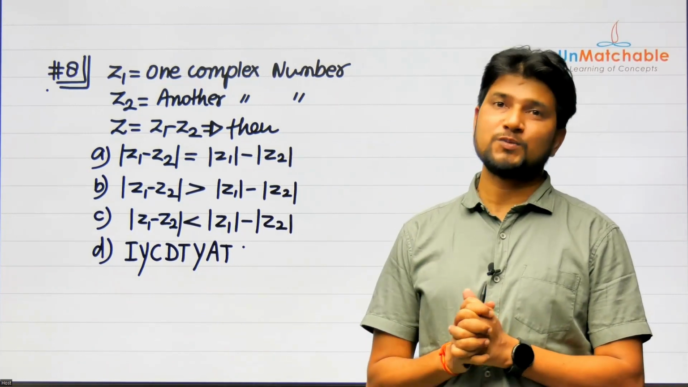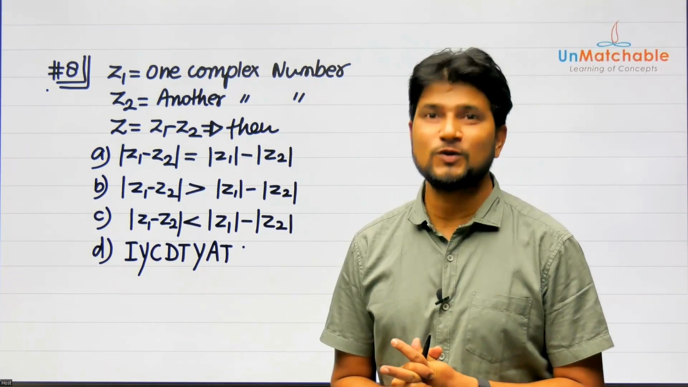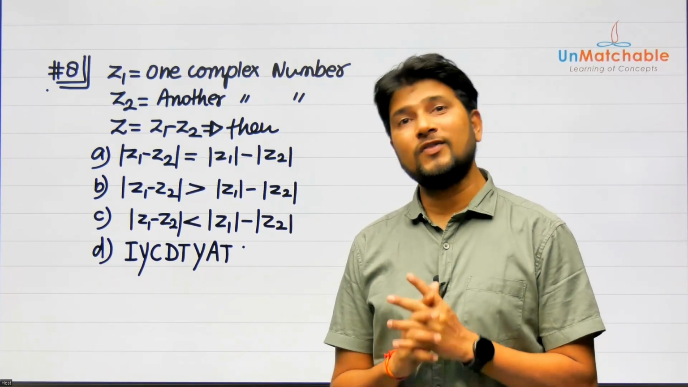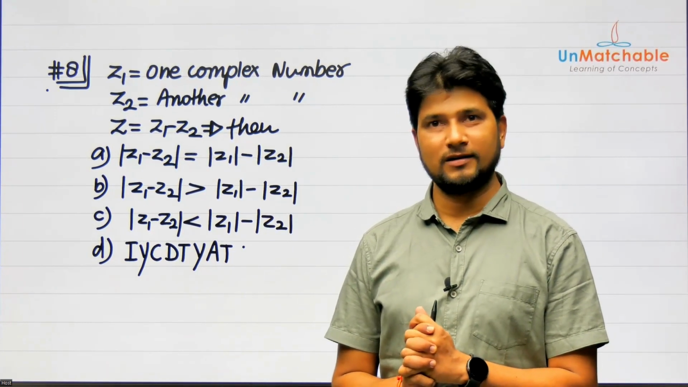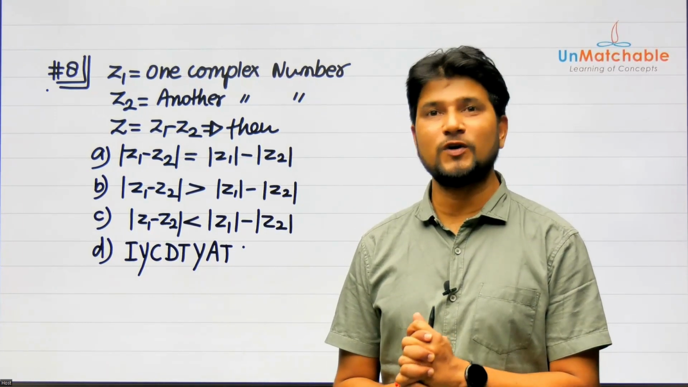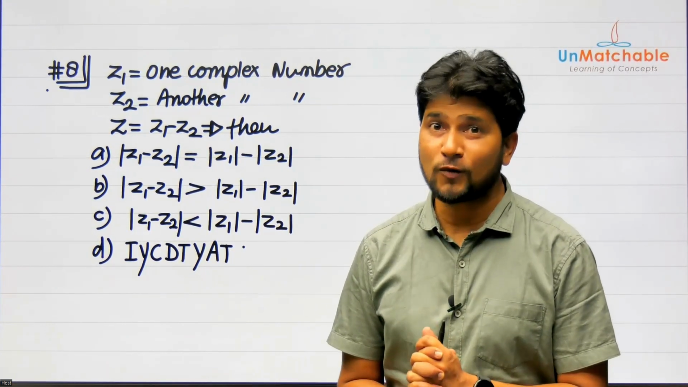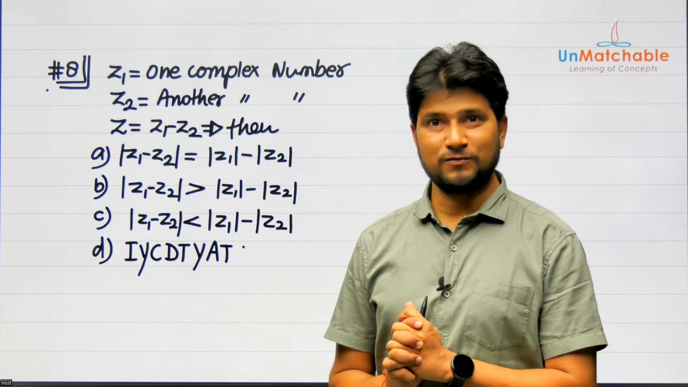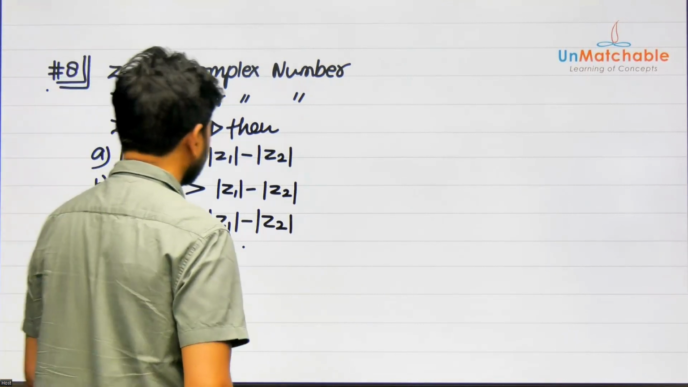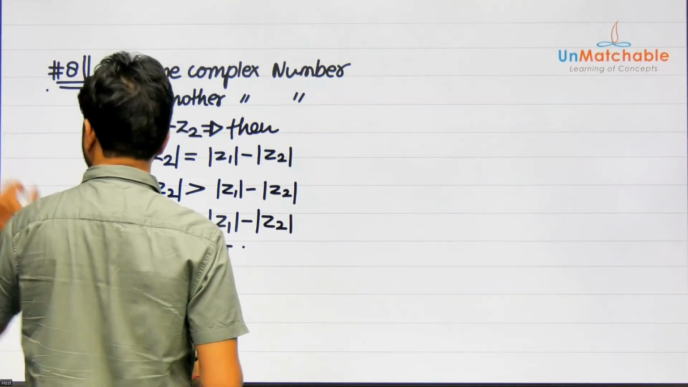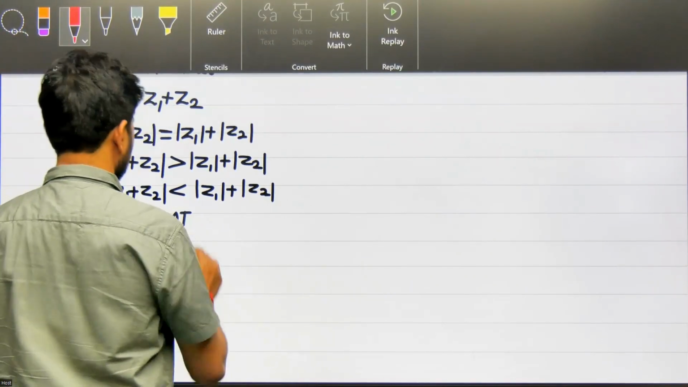Answering these two questions will be easy and convenient only when you represent Z1 and Z2 on the Argand plane, and then on the Argand plane you see what exactly is happening when you sum up two complex numbers or when you take the difference of two complex numbers. So let's go ahead and try understanding this, what will be the answer of this one and what will be the answer of the second one.